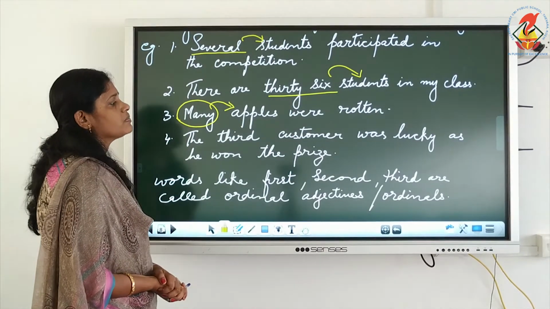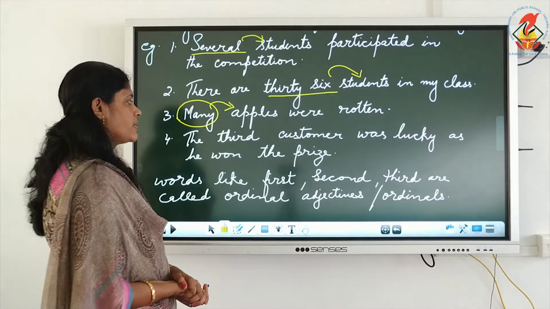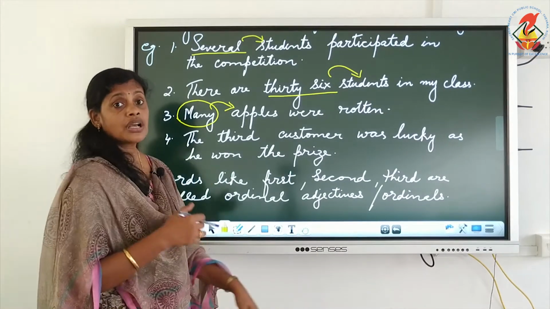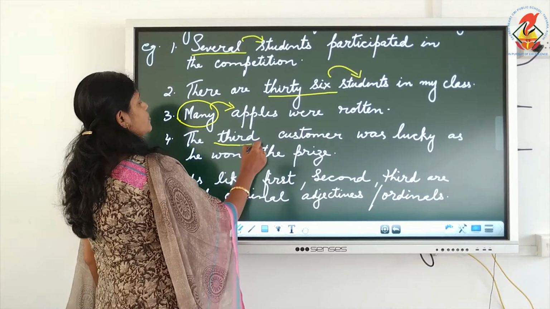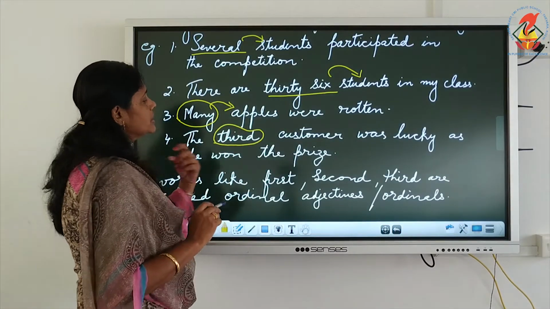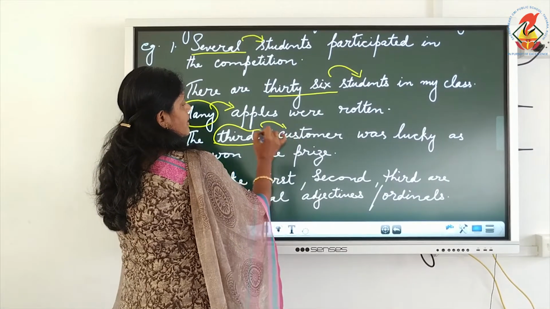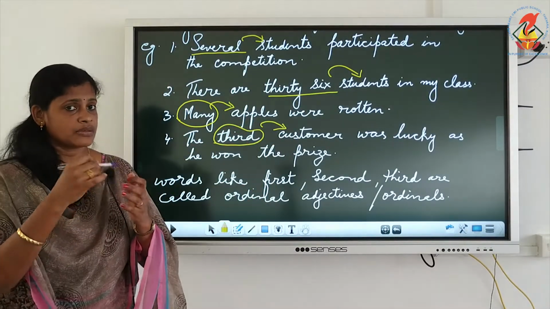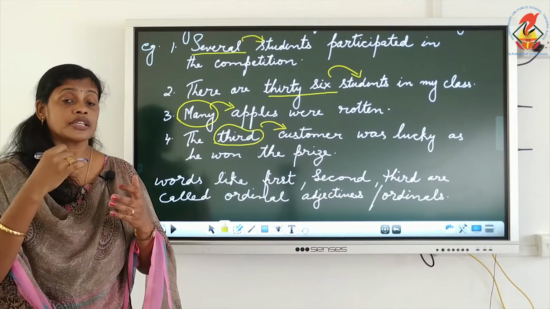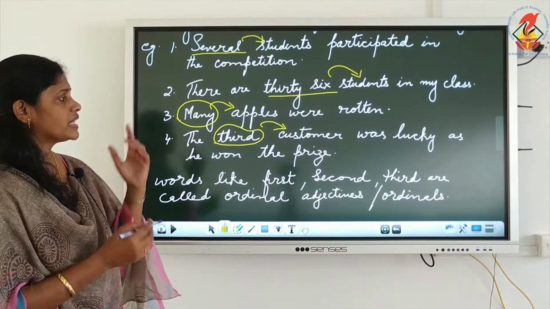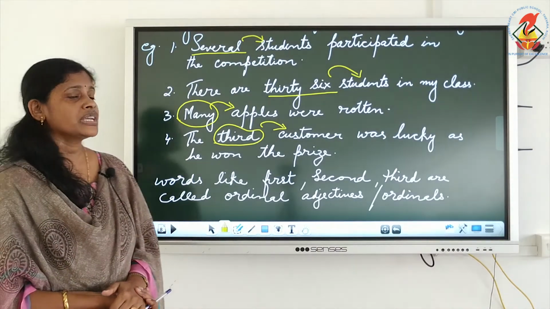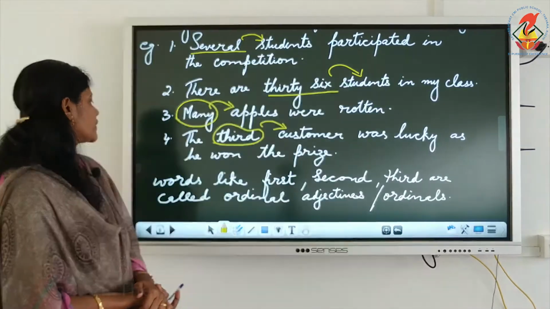The third customer was lucky as he won the prize. Which customer? The third customer. Here the word which is coming. The word third also refers to adjective of number. If you count the customers, first, second and third, the third one in number has won the prize. So the word third is an adjective of number.